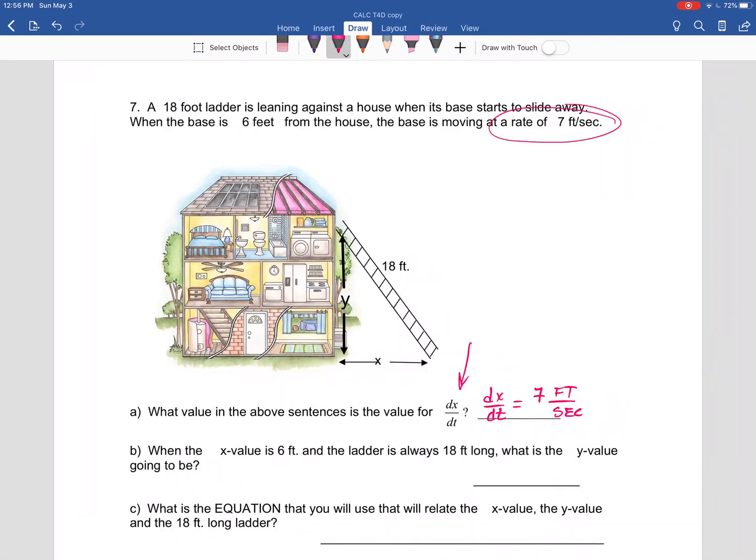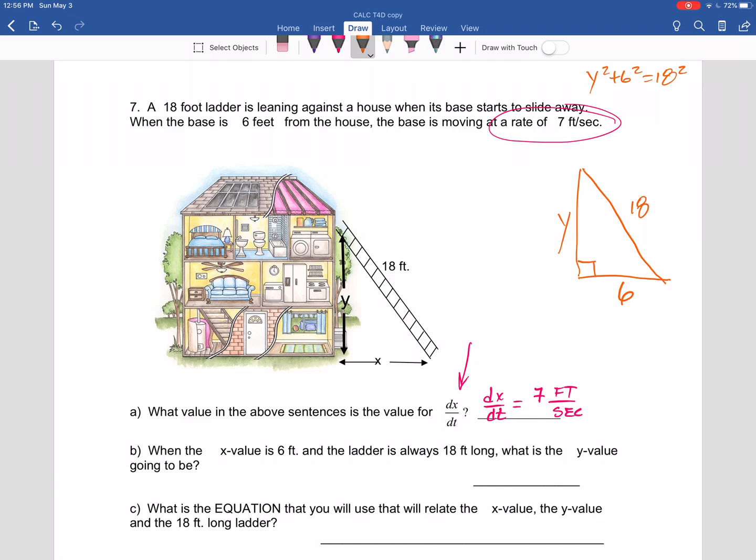Okay. Part B. When the x value is 6, the ladder is always 18. How big is the y? Well, the ladder is always 18. That's not changing. When the x is 6, how big is the y? Oh, yeah, just Pythagorean theorem. Y squared plus 6 squared equals 18 squared.